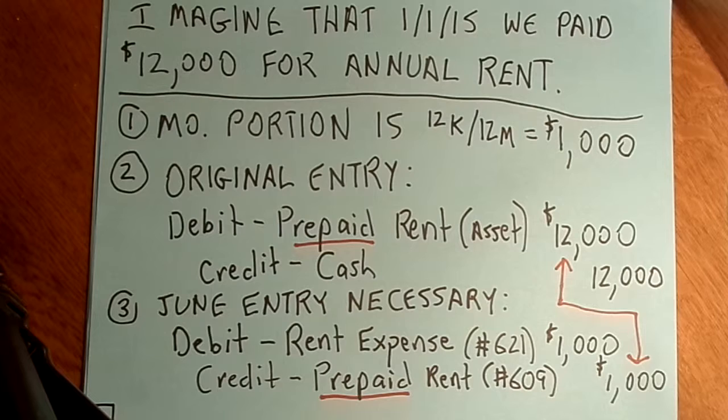Now that meandering red line that I show you with the debit and then offsetting credit to prepaid rent shows you that if those two transactions were the only ones, prepaid rent would now be $11,000. In the first transaction, we've debited it. In the second transaction, we've credited it. Since it's an asset, we're making it go down.